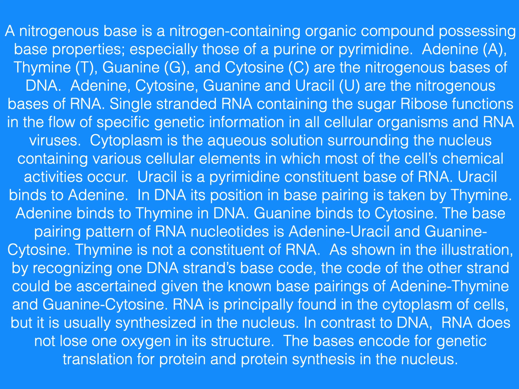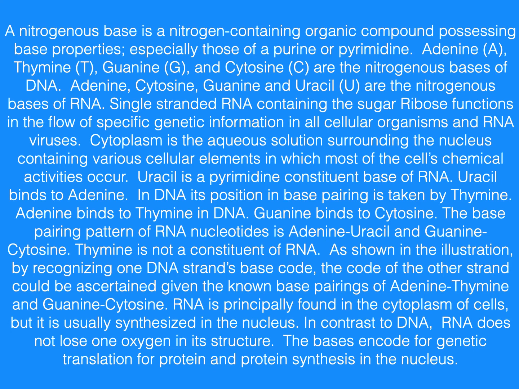Uracil binds to adenine. In DNA, its position in base pairing is taken by thymine. Adenine binds to thymine in DNA. Guanine binds to cytosine. The base pairing pattern of RNA nucleotides is adenine uracil and guanine cytosine. Thymine is not a constituent of RNA.